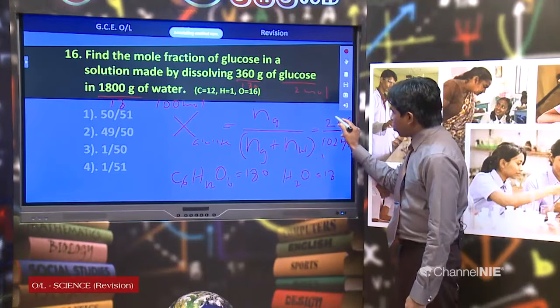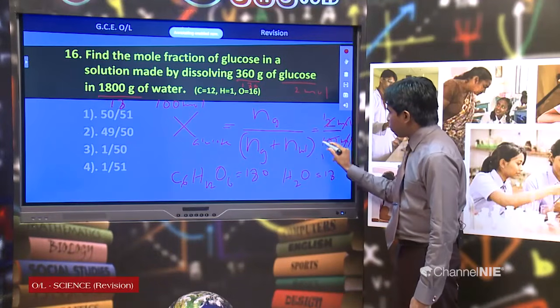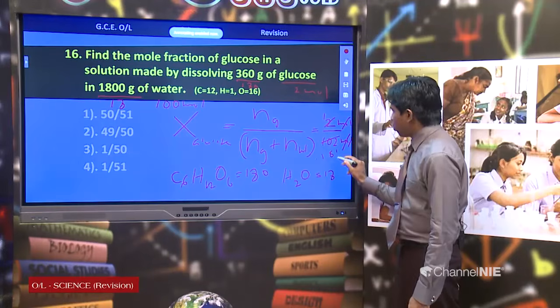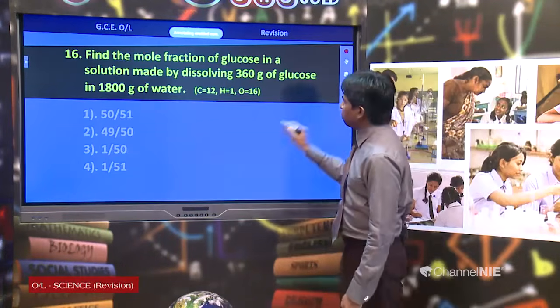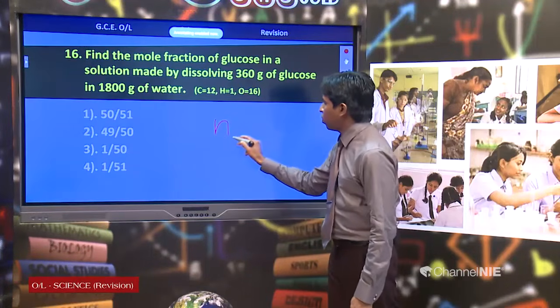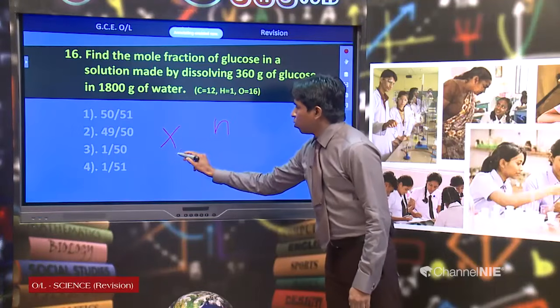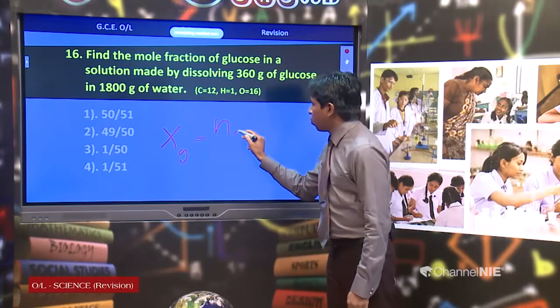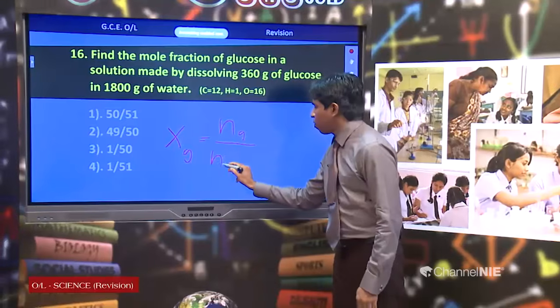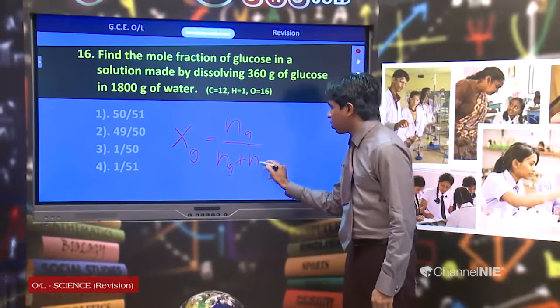So, 2 times 1, 2 times 51. So, you get the final answer, mole fraction of glucose equals number of moles of glucose divided by number of moles of glucose plus number of moles of water.